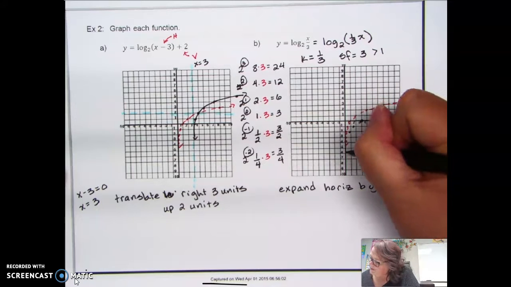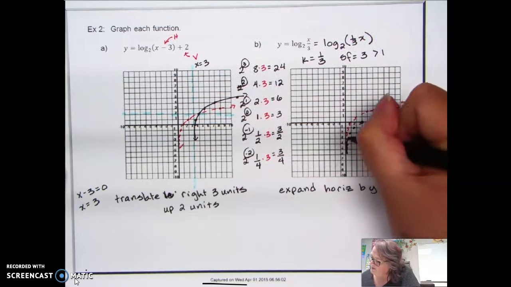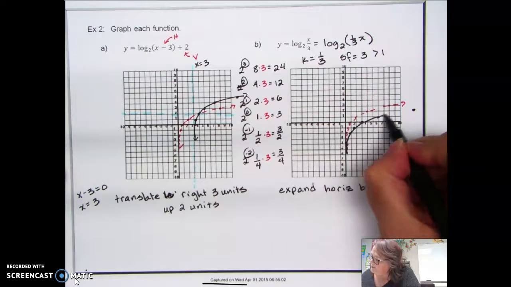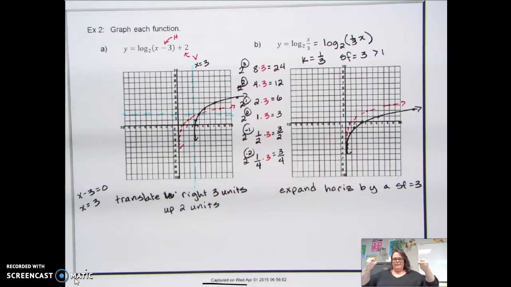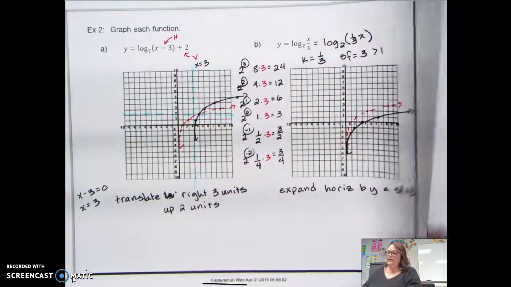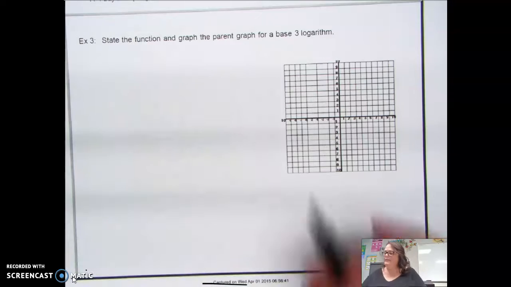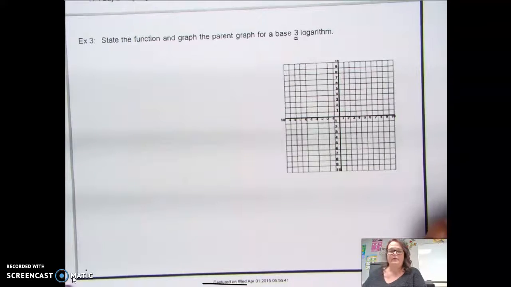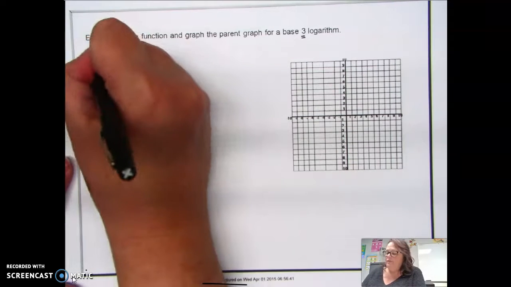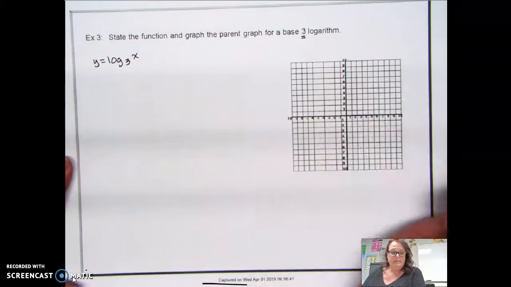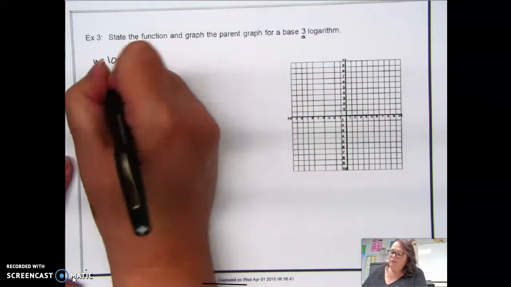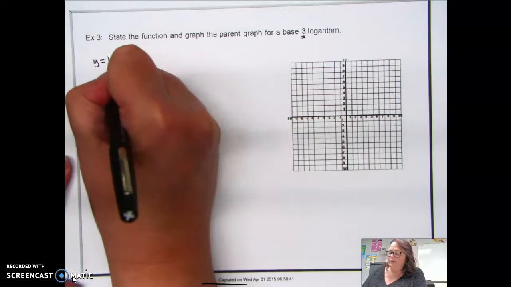And so my asymptote didn't change. I still have an asymptote at x is equal to 0. But I stretched my silly putty sideways. So then the next question asks, what happens if we do a base 3 logarithm? So that means that my function is going to be y is equal to the log base 3 of x, which put in exponential form says 3 to what power gives me x.